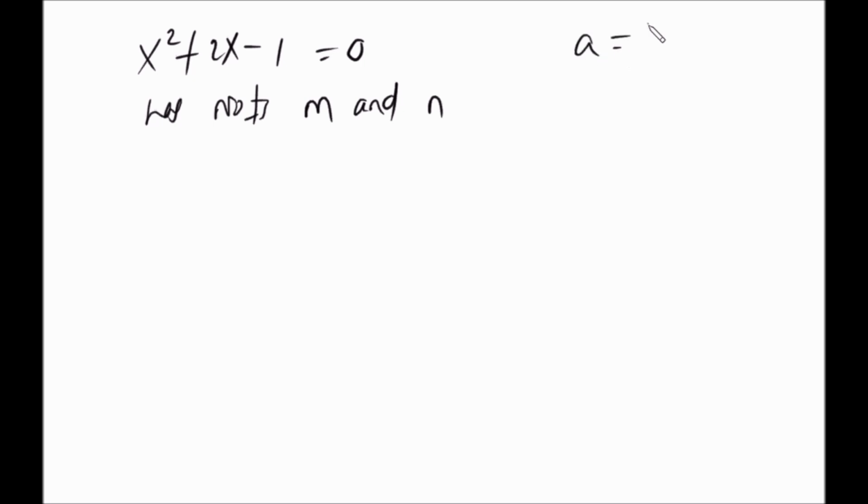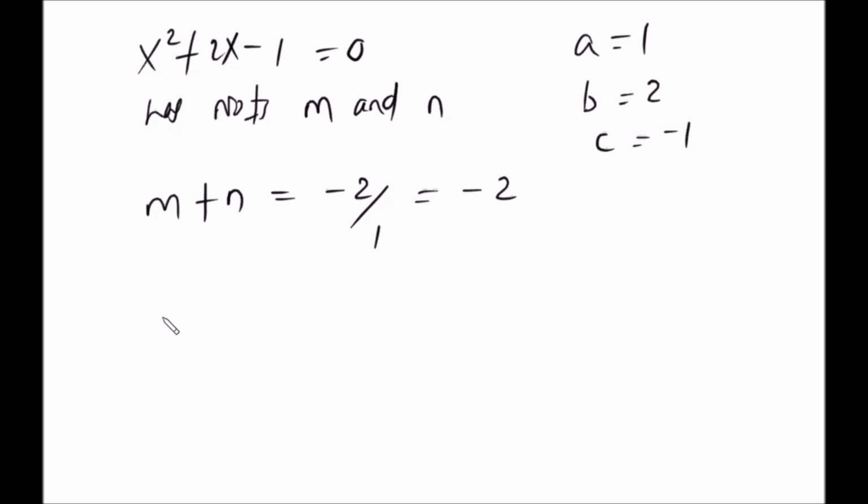Now our a is 1, our b is 2, our c is negative 1. So the sum of roots, m plus n, is negative b over a, which is negative 2. The product of roots is c over a, negative 1, and the product of roots is m times n. So mn is negative 1. This is the sum of roots, and this one is the product of roots.